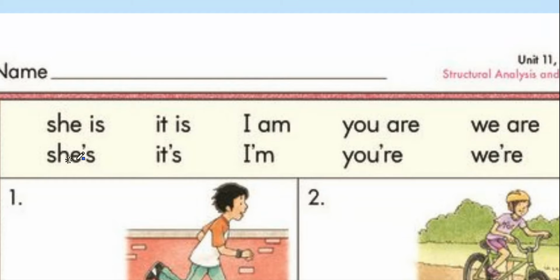Let's look at "she is" and "she's." Well, let's see. We have S, H, E. We don't have an I. We replace the I with an apostrophe, and then we still have S. Perfect.